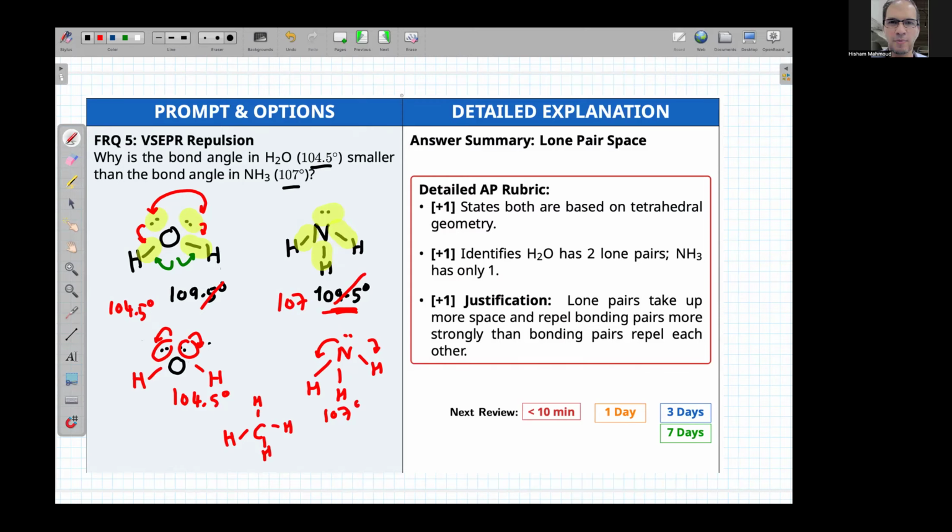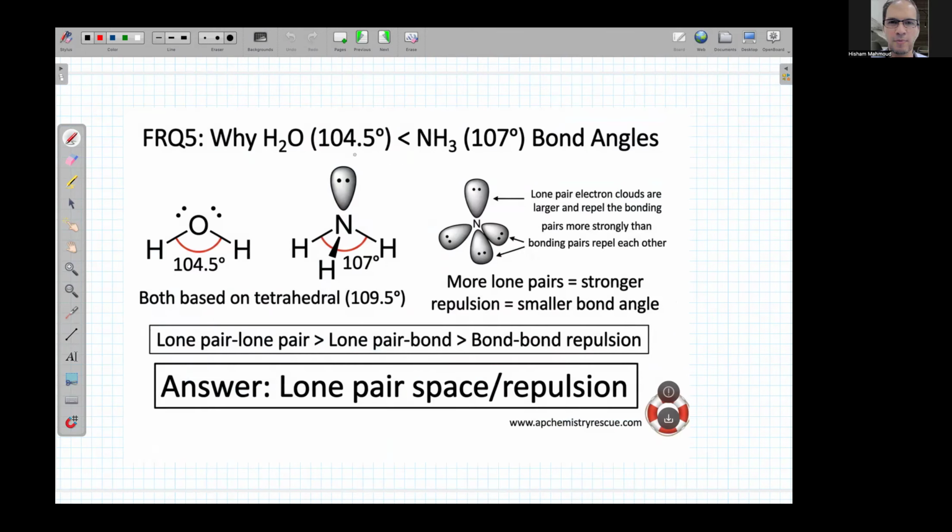Let's make the statement clear for the AP examiner. We will say that the lone pairs occupy more space and repel the bonding pairs more strongly than the bonding pairs repel each other. So the repulsion between 2 lone pairs is stronger than the repulsion between a lone pair and a bond pair, which is stronger than the repulsion between 2 bond pairs. So the answer depends on the lone pair space and the repulsion. Again, the lone pair electron clouds are larger and repel the bonding pairs.